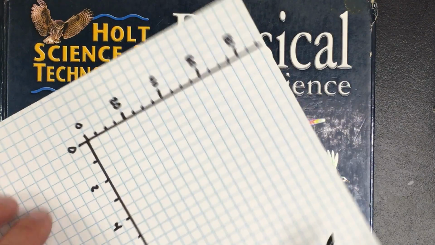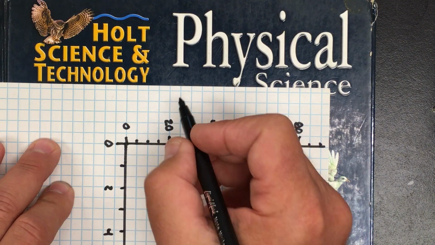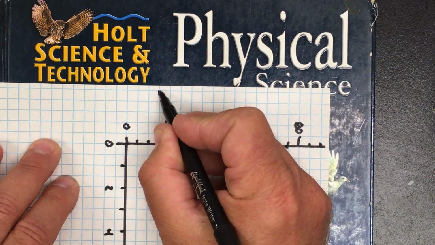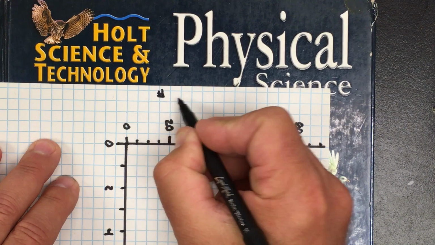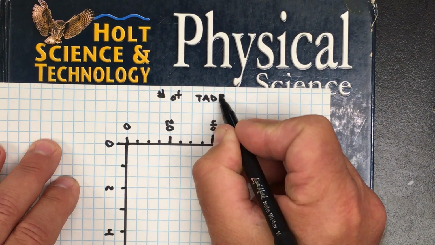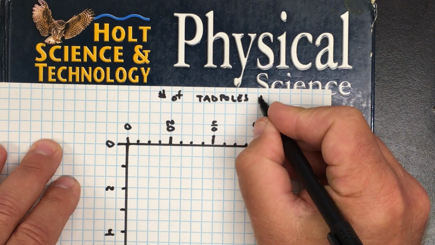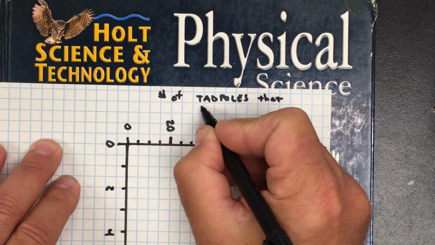I'm going to just turn my paper like this so I can label this axis over here. This is the number, I use the pound sign for that, of tadpoles that survive.